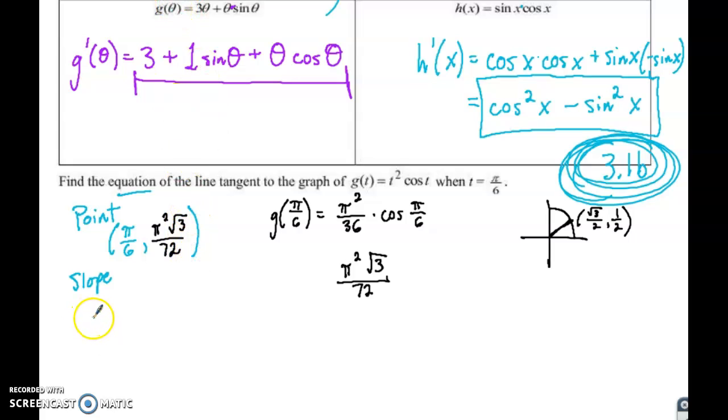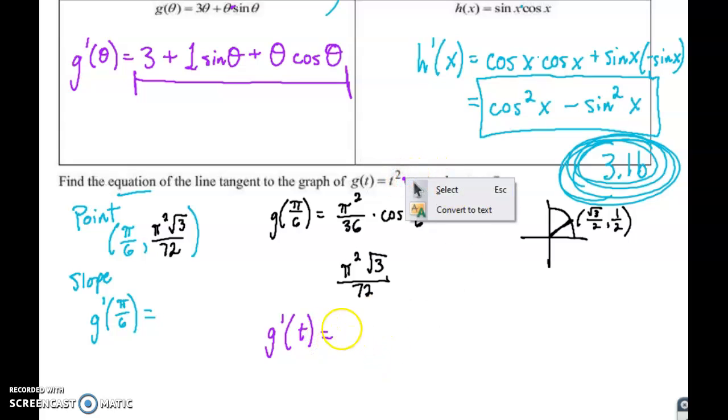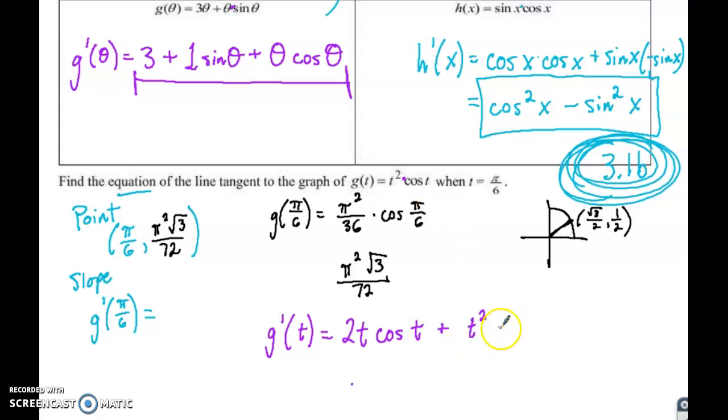And to find the slope, remember the slope is the derivative at a point. So you're still going to plug in pi over 6, but you have to figure out what the slope is now. So what's the derivative of g? Well, that's the product rule. See the product right there. So you get 2t, that's the derivative of t squared, leave cosine of t alone, plus leave t squared alone. The derivative of cosine is negative sine. I just like to move that negative in front.